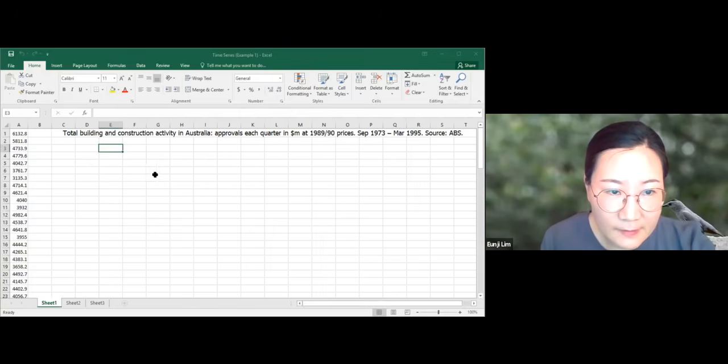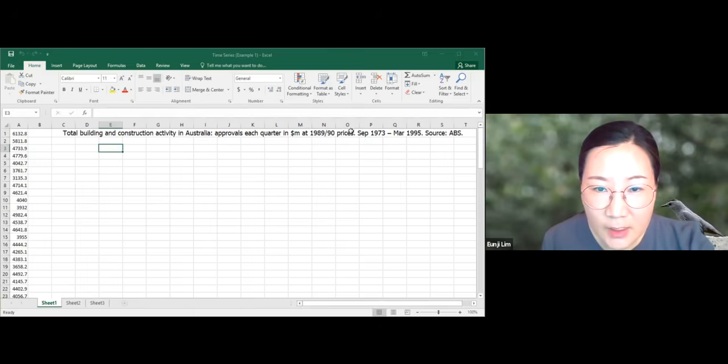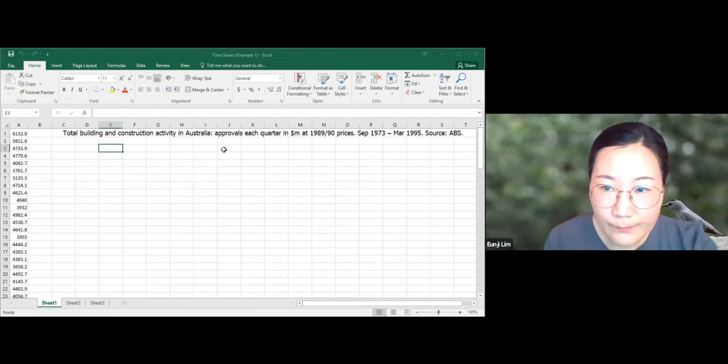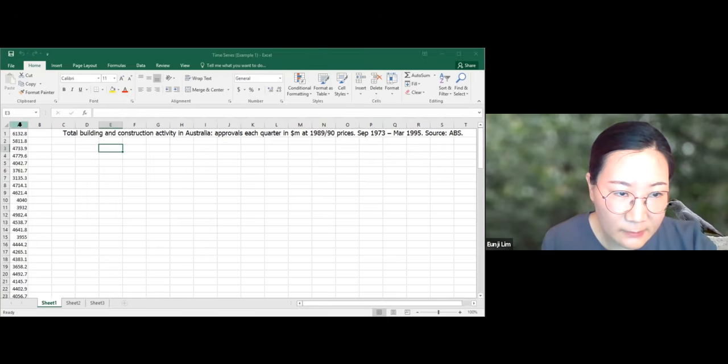Now, in this data set, we have the total building and construction activity in Australia from September 1973 to March 1995. So how can we identify the pattern? Let's plot this data set on the XY plane.